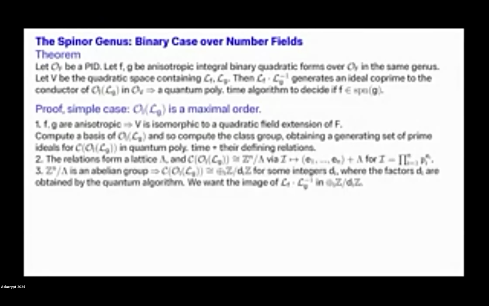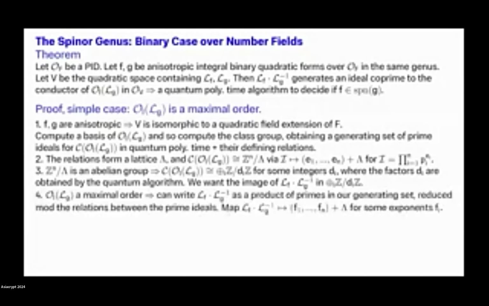Z^n modulo Λ is an abelian group, so we can write the class group of the left order of L_G as some direct sum of abelian groups, Z mod d_i Z. These factors d_i are given to us by the quantum algorithm. And for the rest of the proof, we want to understand the image of L_F times L_G inverse in this direct sum of abelian groups.